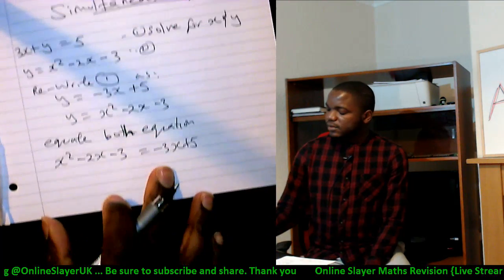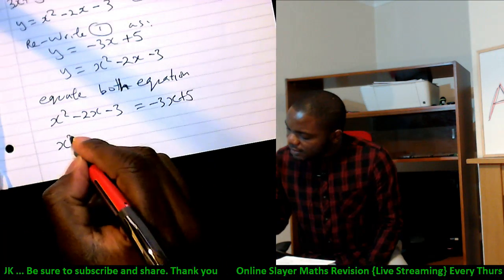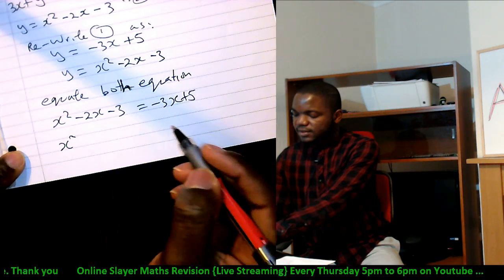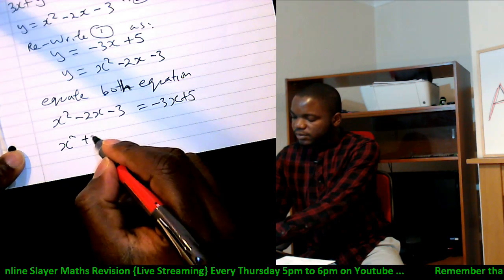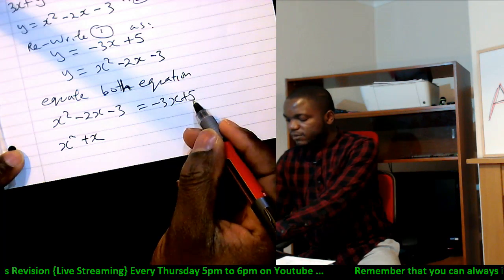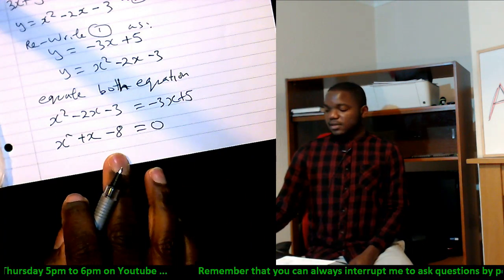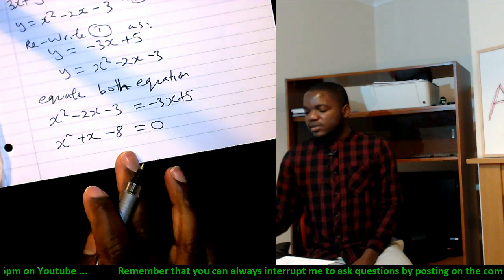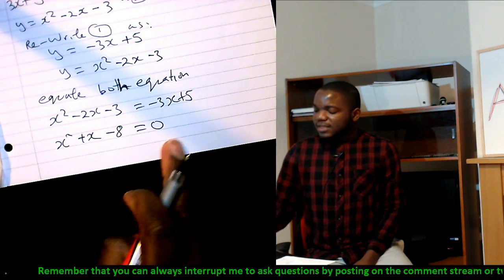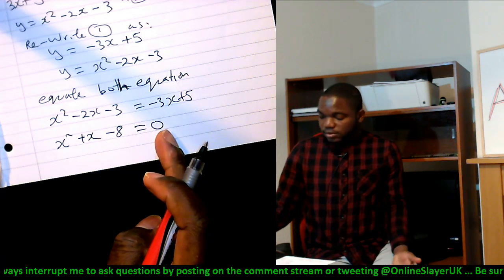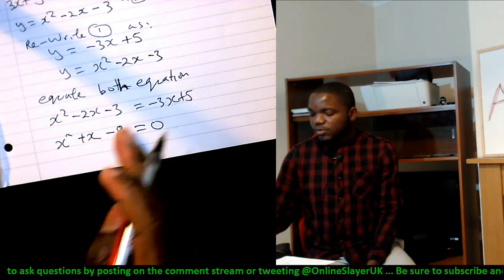Now bring this to this side. So you have x squared. When minus 3x comes here, it becomes plus 3x, and that gives you plus x. And when plus 5 comes here, it becomes minus 3 minus 5, which is minus 8. So all we're trying to do now is to find the values for x that satisfies the problem. And that's like saying, look for the solution or the roots of this new quadratic equation.